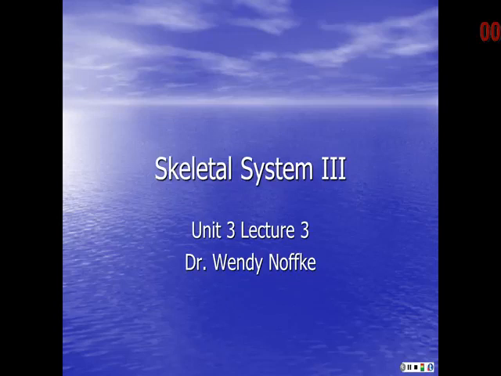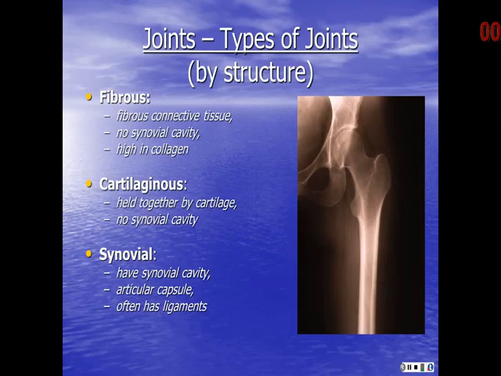This is the third lecture in the skeletal system. Our joints can be characterized by the physical structure or by their motion. A fibrous joint will be high in fibrous connective tissue and collagen, but lack a synovial cavity. A cartilaginous joint is two bones joined together by cartilage without a synovial cavity.